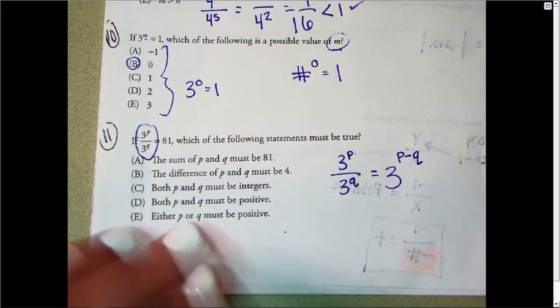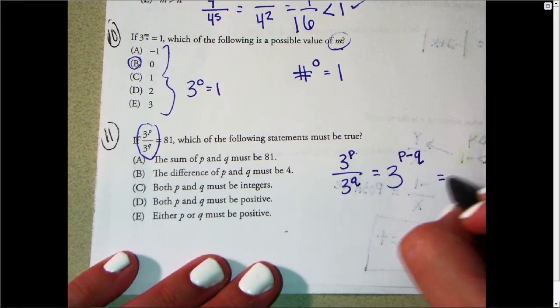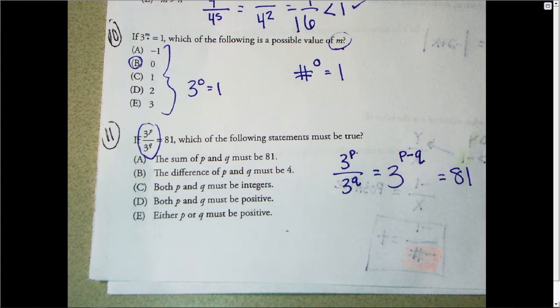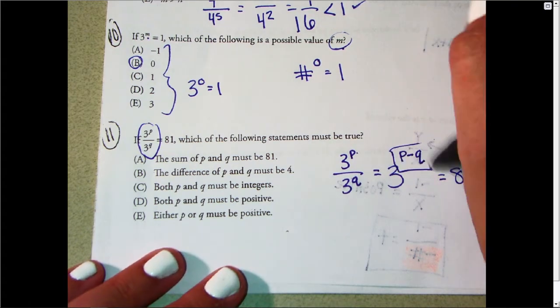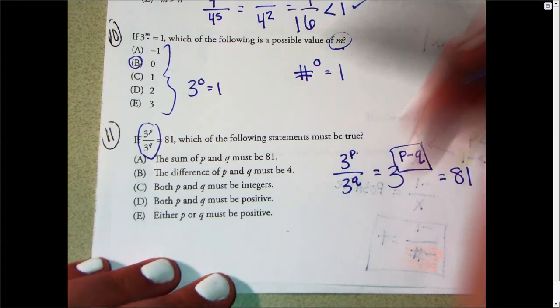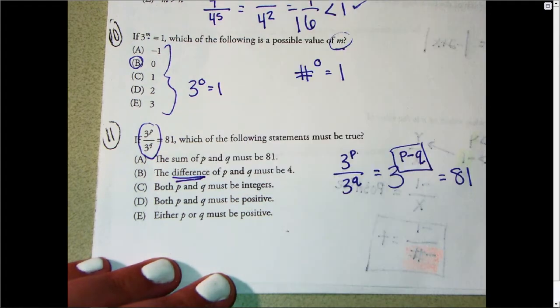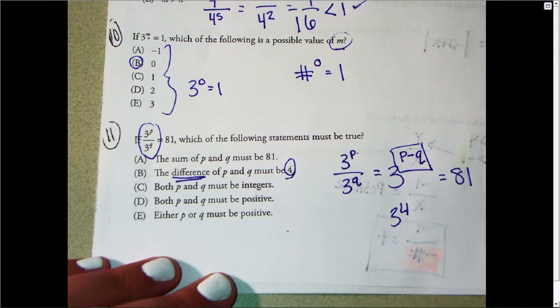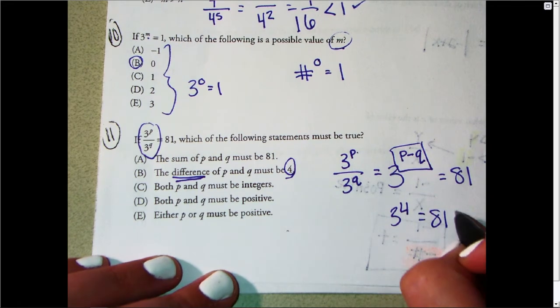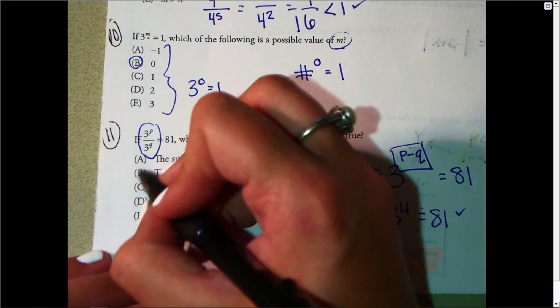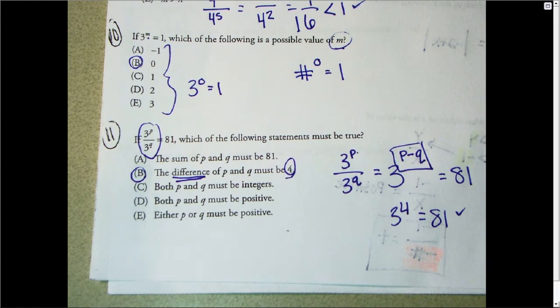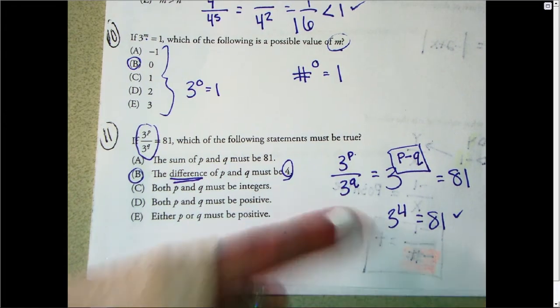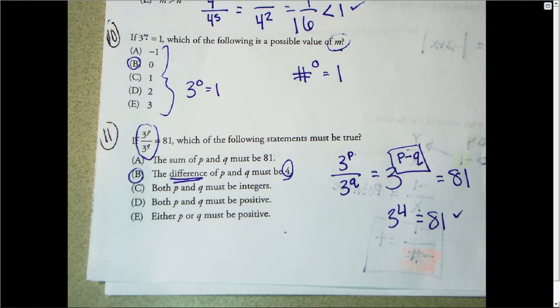Okay. Now, this p minus q answer must equal 81. Notice how I have p minus q, which means difference. So if the difference must be 4, I would test it. 3 to the 4 does equal 81, making B the correct answer. Test your answer choices. Remember, this is a way that the ACT will test your exponent knowledge. You can do it, just don't overthink it.